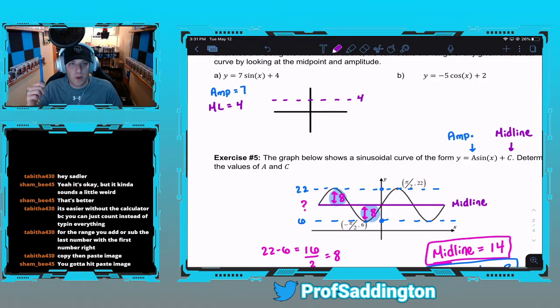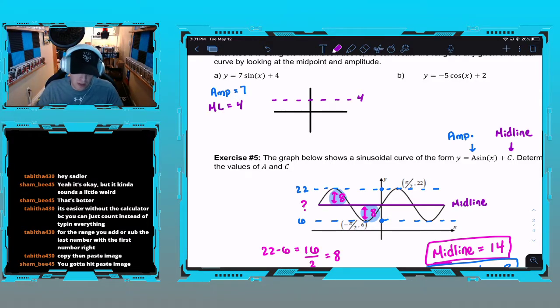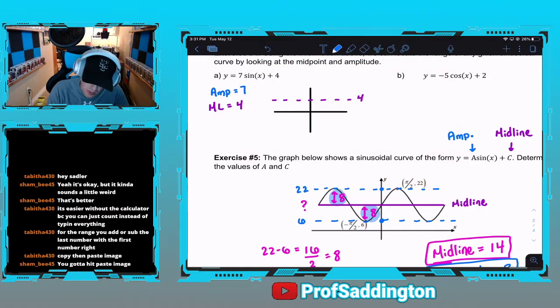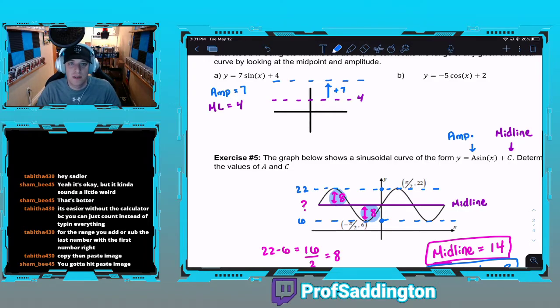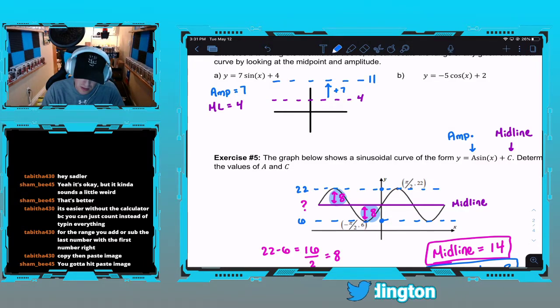Amplitude tells us how high we go and how low we go. Well, the amplitude says that we have to go up 7. So I have to go up 7, so I have to add 7. Well, if we do 4 plus 7, that's just going to be 11.